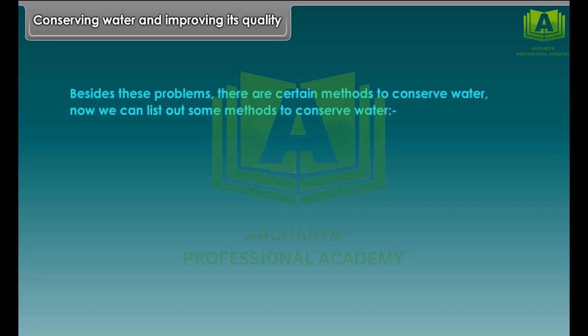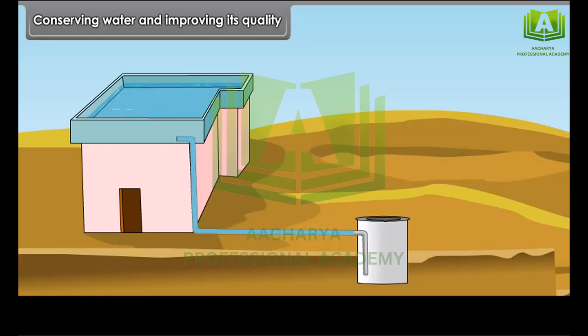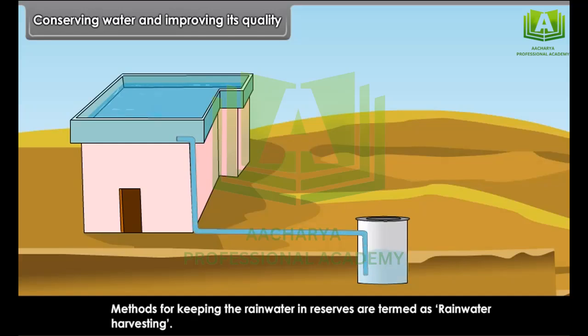Besides these problems, there are certain methods to conserve water. Now, we can list out some methods to conserve water. Rainwater harvesting. Methods for keeping the rainwater in reserves are termed as rainwater harvesting.